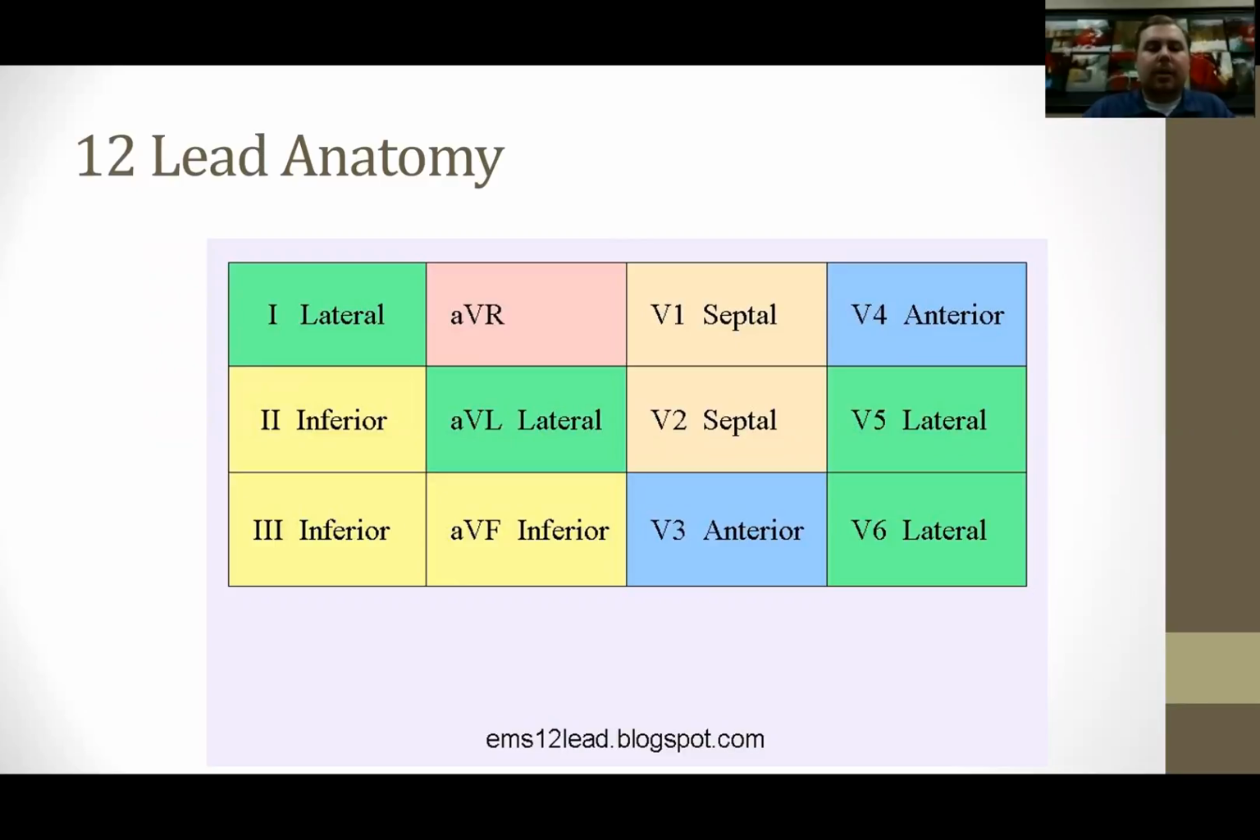The most common arteries associated with each of those, the inferior wall is most likely to be supplied by the right coronary artery. V1, V2, V3, and V4 are usually supplied by the left anterior descending, and then lead 1, AVL, V5, and V6 would be the left circumflex.